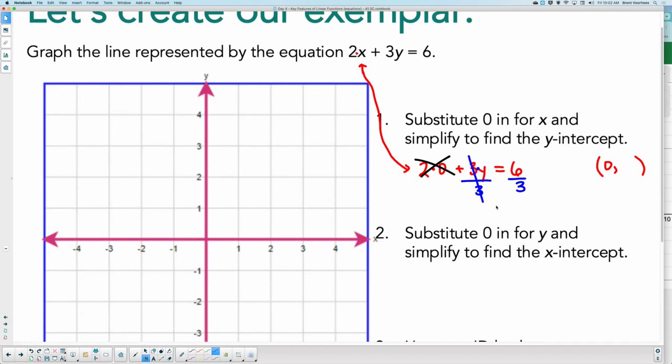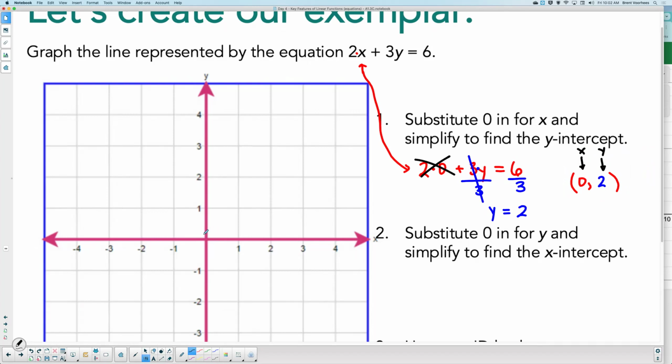Those simplify out, and we're left with y equals, do y'all need to type this in the calculator, or do you know it? 6 divided by 3. 2. Y equals 2. That's our y-intercept. So that right here represents our y-intercept. Notice this is the x value. I want to make sure everybody's clear. The x value is 0 because that's what we substituted in. The y value is 2.